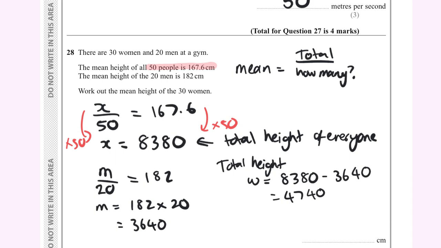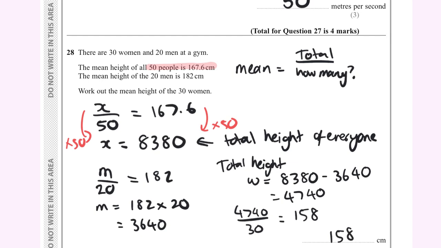And now we can work out the mean height of the 30 women, because we know how many women there are. We know the total height is now 4740 and that there are 30 women. So our last final step is doing 4740 divided by 30, and you will get 158 centimetres.